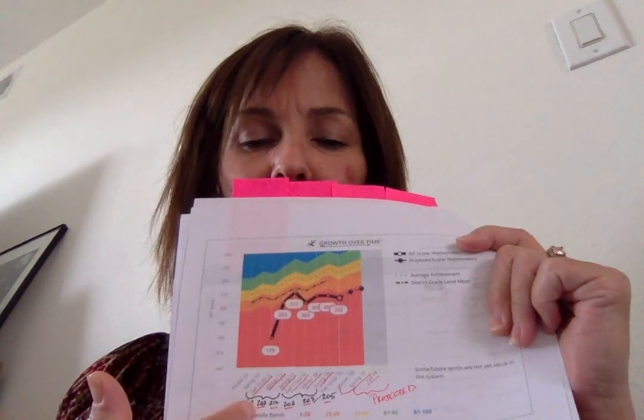And I noticed in her growth over time chart, this is what's shown here, I looked at her scores from fifth grade, sixth grade, and seventh grade, or fall of seventh grade, and she is making growth over time, which is wonderful.